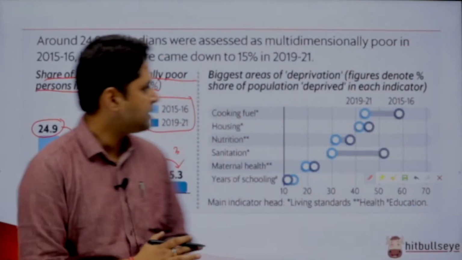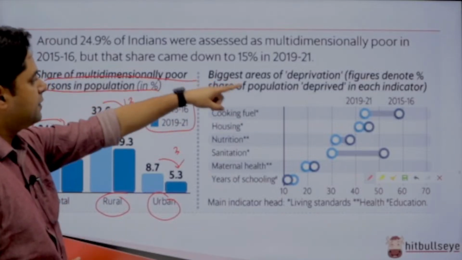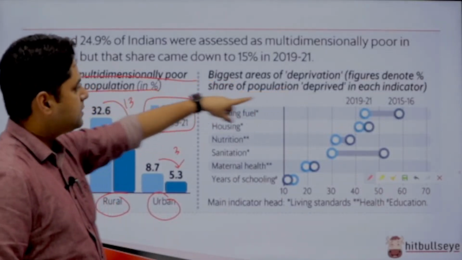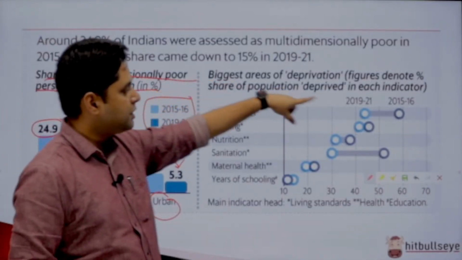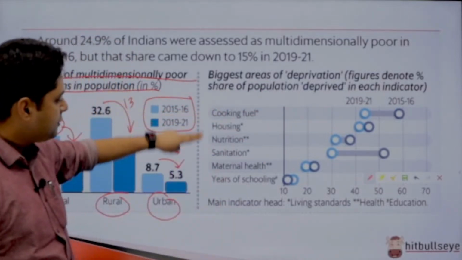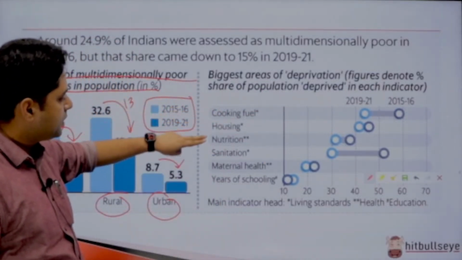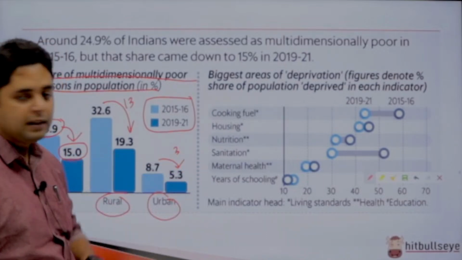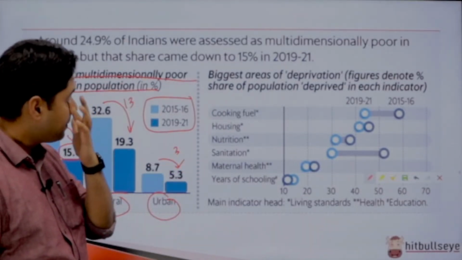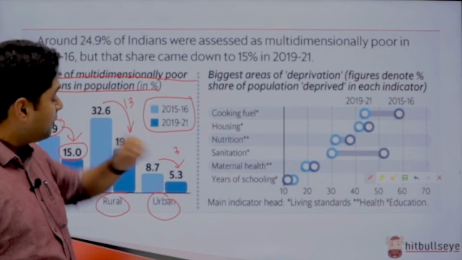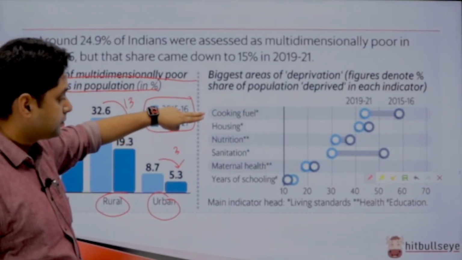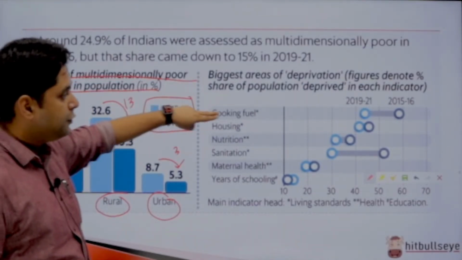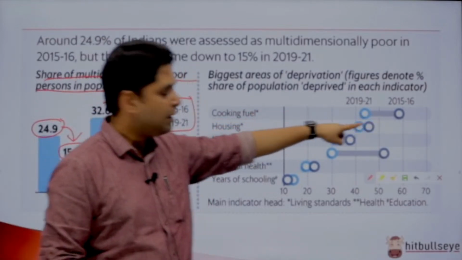सबसे बड़े areas, biggest areas of deprivation. So figures denote the percentage share of population deprived of each indicator. तो ये सारे जो indicators हैं, cooking fuel, housing, nutrition, sanitation, maternal health, years of schooling. तो इसमें सबसे बड़ा जो deprivation है वो था cooking fuel में, राइट. कुकिंग फ्यूल में सबसे ज्यादा डेप्रिवेशन थी जो हमने कम की है.